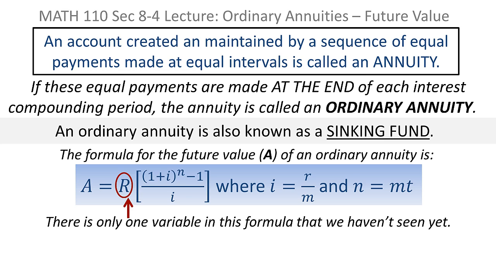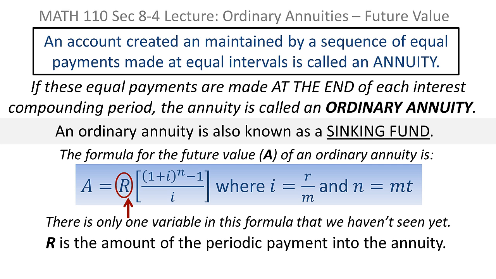The only new variable in this formula is this capital R. We've seen capital A, we've seen little i, we've seen little r, we've seen little m, we've seen t. So the only new one is capital R. And capital R stands for the amount of the periodic payment into the annuity. Remember, when we just did regular compound interest, we just put the money in once and left it. We call that capital P for principal. This time, we don't just put money in once and leave it.